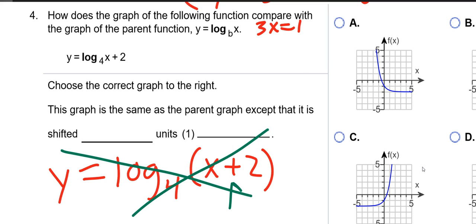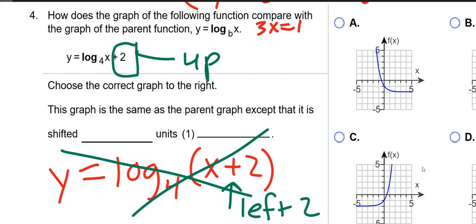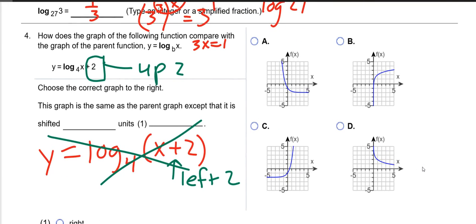What's happening if it's x plus 2 in parentheses? That would be left 2. So we are not talking about left 2. This is happening on the outside of the logarithm. So this is up 2. So find a logarithm graph that's been shifted up 2 units.